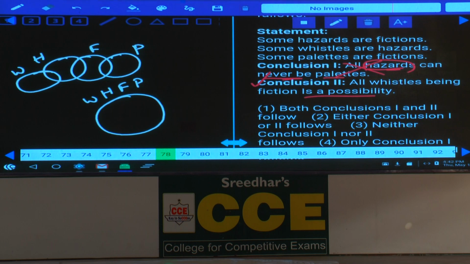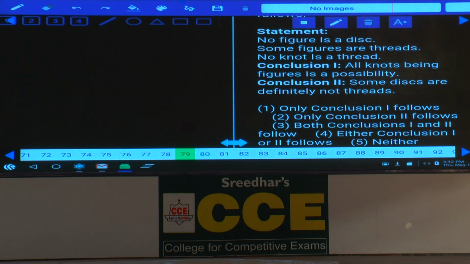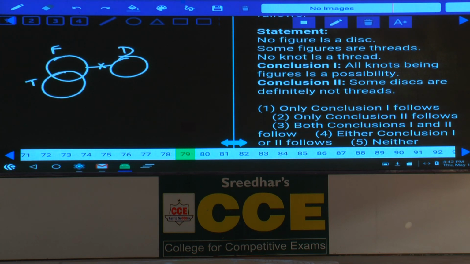Done with this? Then question number 79. No figure is disk. No intersection between figure and disk. Next, some figures are threads. No knot is a thread. No intersection between these two. Then the first one, all knots or figures, is a possibility, and we can work it out.